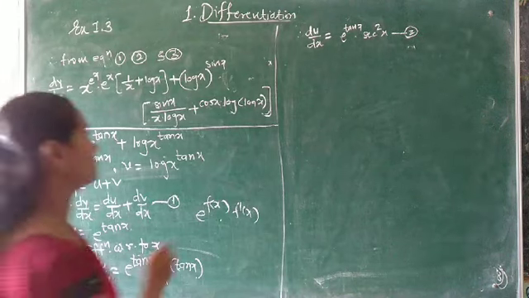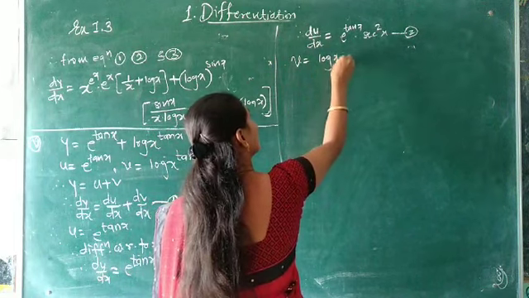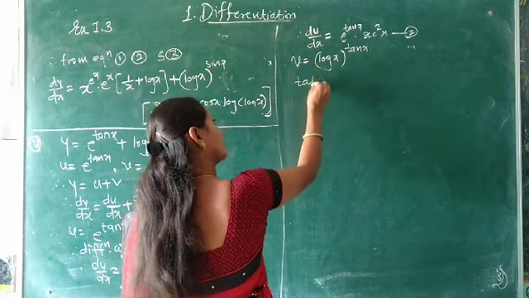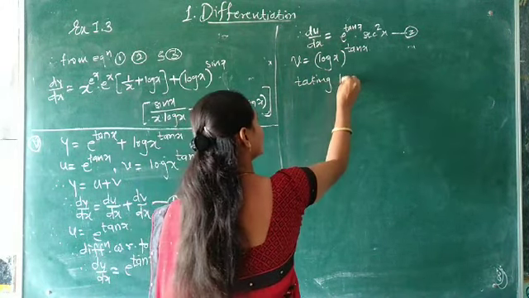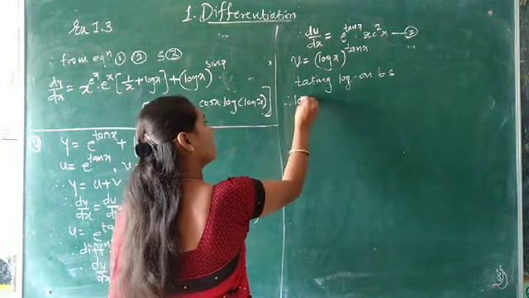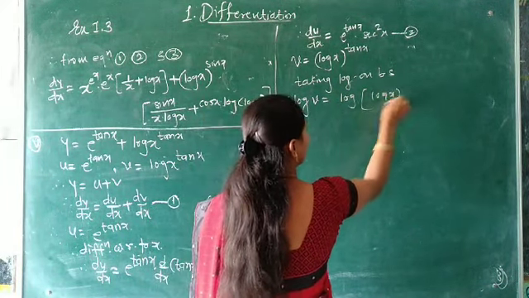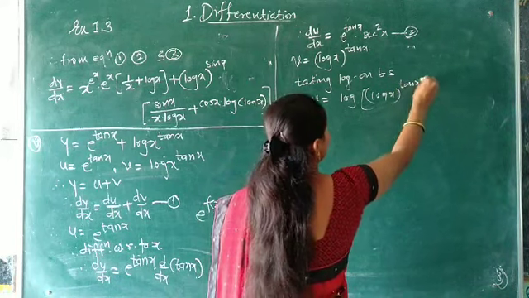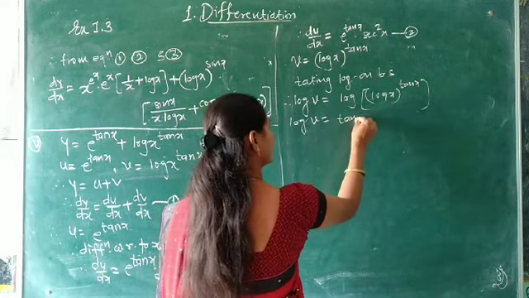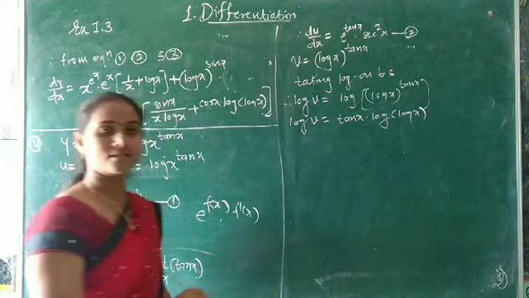Now next find dv. Then v is equal to log x raised to tan x. So taking logarithm, you can't take the derivative directly, so apply log on both sides. Therefore, log v is equal to log of log x raised to tan x. Log v is equal to tan x into log of log x.